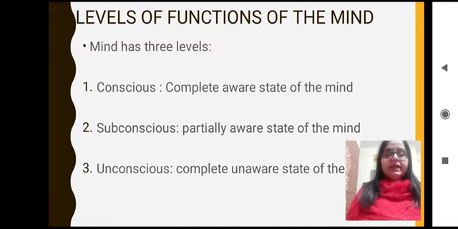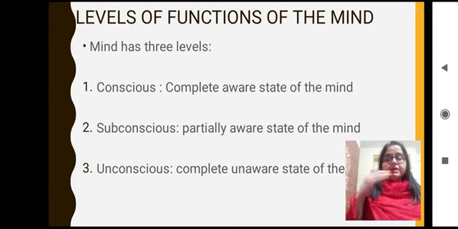Then the third mind is the unconscious mind. The unconscious mind is the completely unaware state of the mind. It means it is that state of which I am not aware, and I also don't want to be aware. Why? Because in the unconscious mind, we are simply putting that stuff that I don't want to recall. It means the painful experiences, the bad memories.